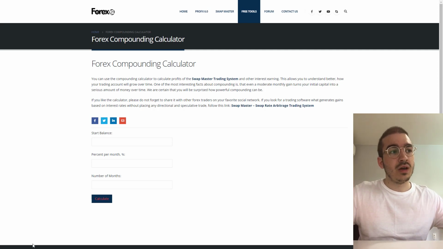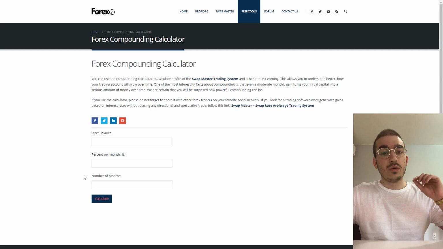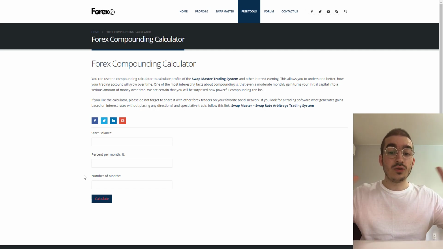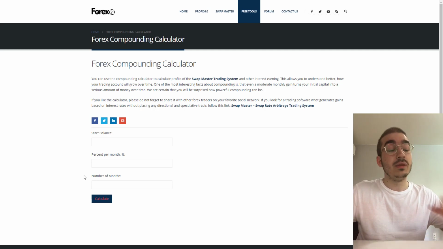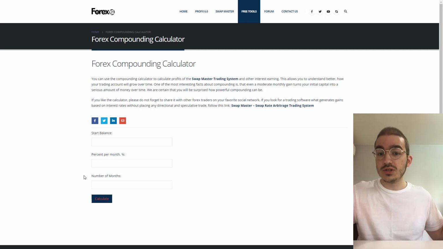So if we look at what we have here, we have the starting balance, we have the percent per month that you will make on your account, and you have the number of months that it will take. So three very simple parameters. Of course, there is software that can go a lot deeper into this and take a lot more things into consideration. Here, the idea is just to have a basic overview of what we might be able to achieve in the long term and give us an idea of how long it may take to make, let's say, $100,000 or $1 million and things like that.